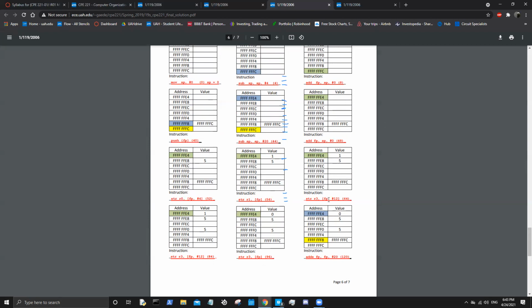Next, we do store R3 into frame pointer 12. So this is adding 12 to the frame pointer's current location. This technically just means move 3, because 12 divided by 4 means 3 positions. So you go 1, 2, 3, which means technically we would be storing whatever R3 is in here.